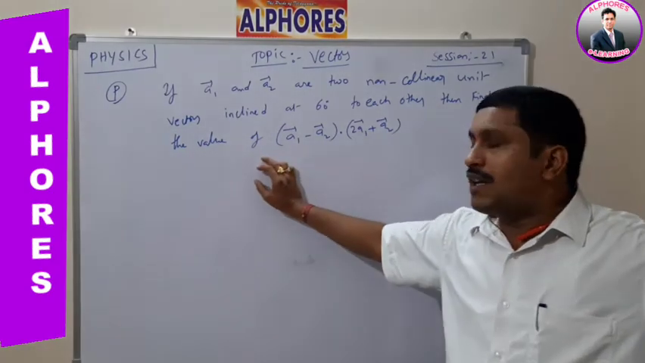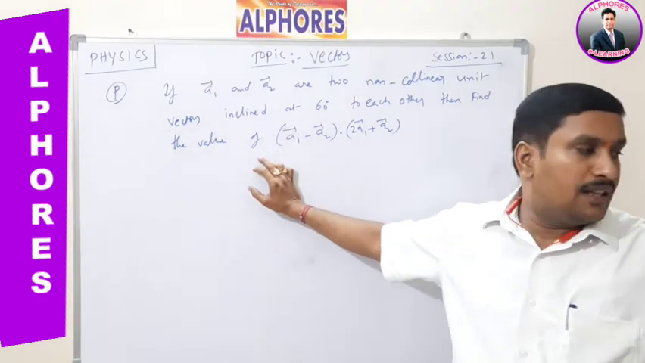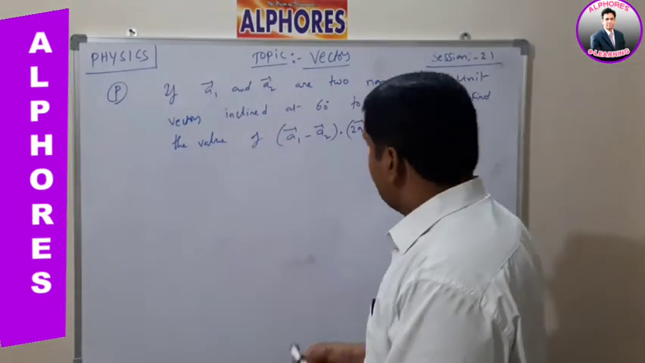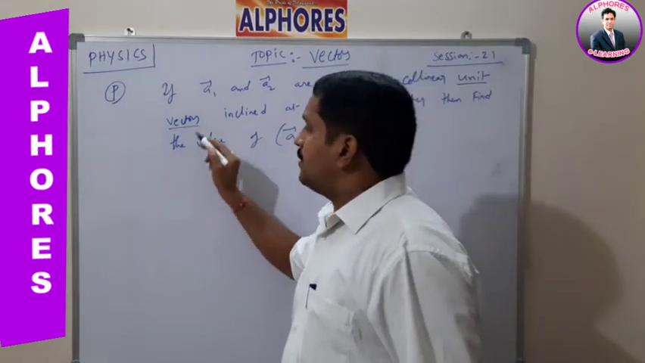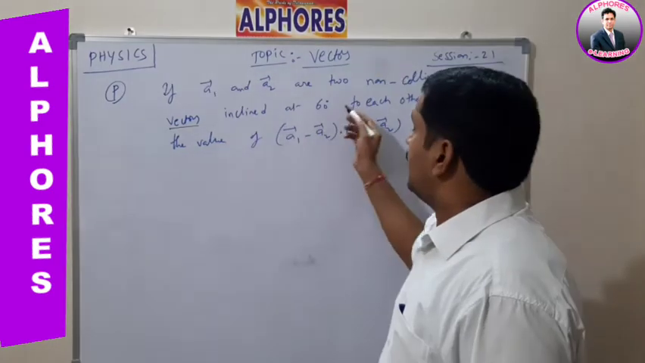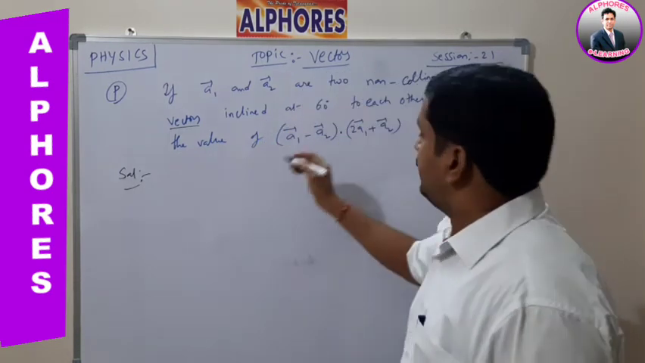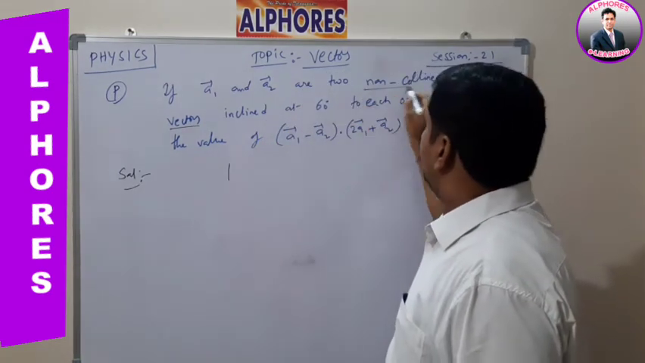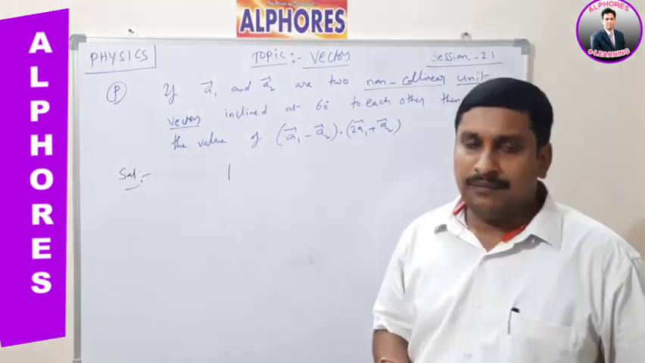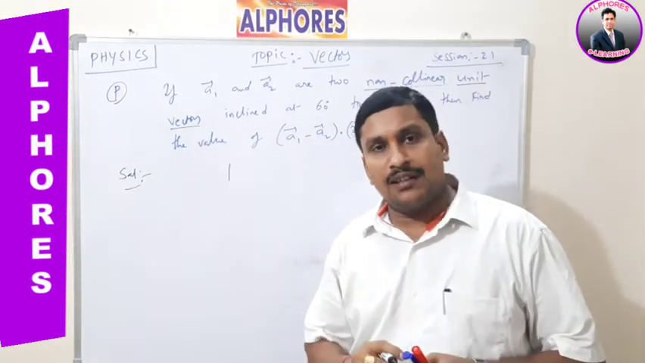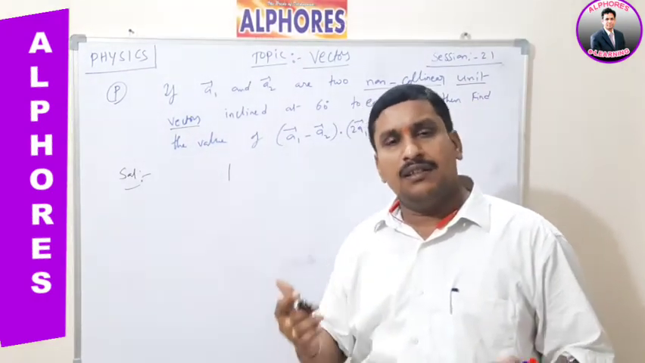Here A1 bar and A2 bar are two non-collinear unit vectors. Listen carefully: unit vectors means the magnitude of both vectors is always 1, and both are inclined by 60 degrees. Before going to the solution, I have to write the condition for non-collinear. Collinear means the two vectors are confined to the same straight line. Non-collinear means the two vectors are not confined to the same straight line, that is, they are in different directions.